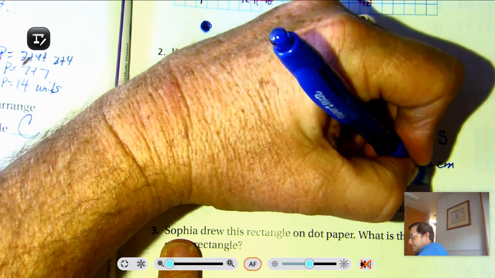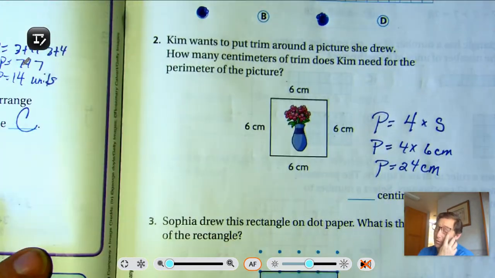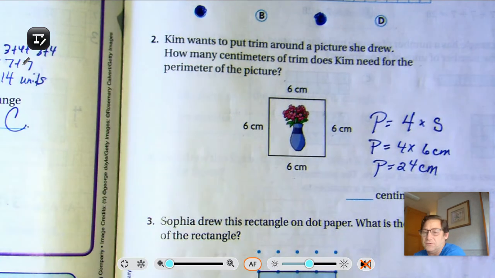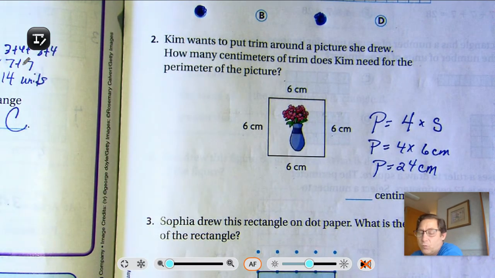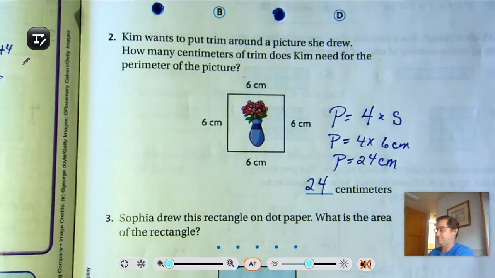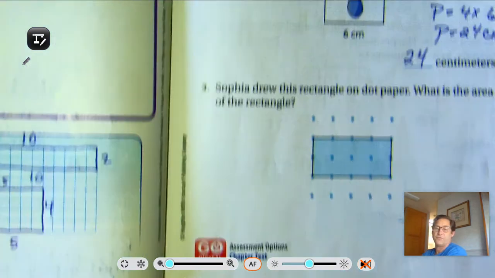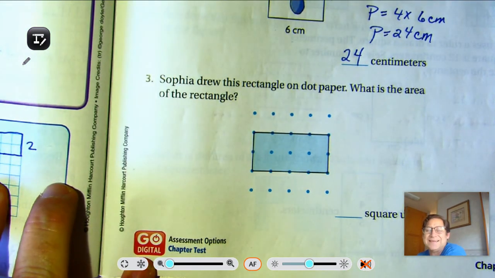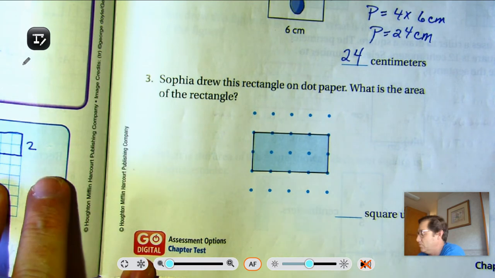So 4 times 6 is 24. You can count 6 fours or 4 sixes, or just know that 6 times 4 is 24. Okay, 24 centimeters. Number 3. Sophia drew this rectangle on dot paper. What is the area of the rectangle?